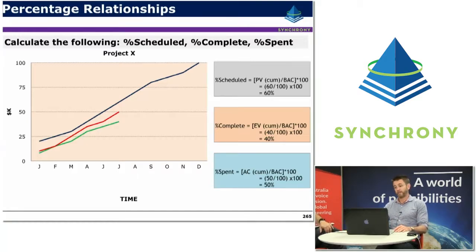The percent complete is the earned value divided by the budget at completion, which in this case is 40,000 divided by 100, giving us 40% complete. And the percentage spent, in this case we look at the actual costs, so we have $50,000 divided by $100,000, giving us 50%. So this just gives us that overall percentage of the work that was planned, the work that has been completed, and the actual cost of that work.